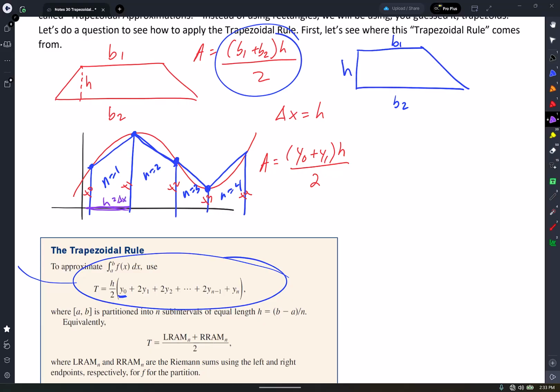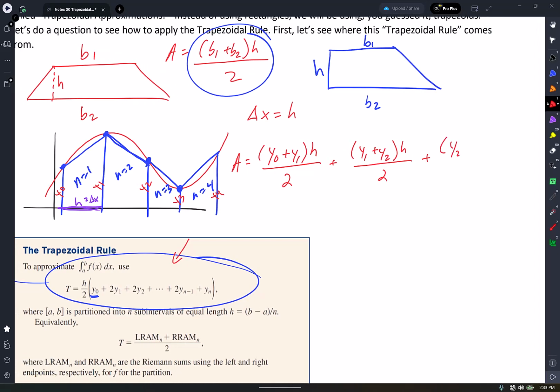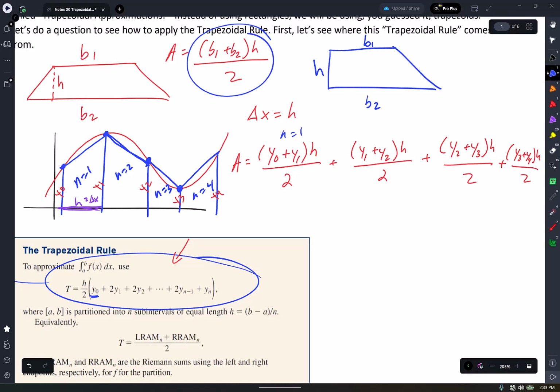They all have equal delta x's. What am I doing? I'm just trying to get to that formula so you can see that it comes from somewhere. Plus y1 plus y2 times height divided by 2. Plus y2 plus y3 times height divided by 2. Plus y3 plus y4 times height divided by 2. There it is. I have 4 trapezoids, 4 little terms.